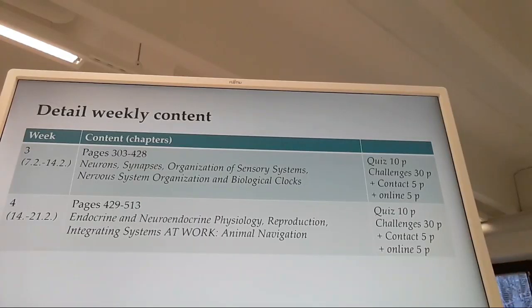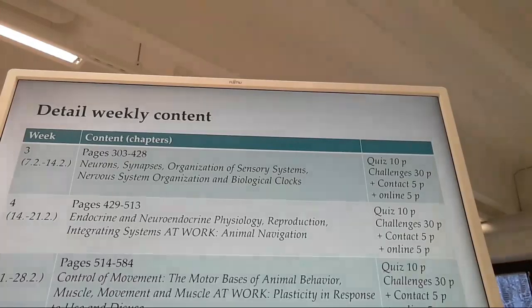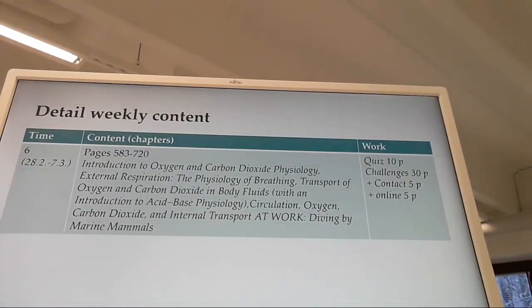And as you can see, each week there are quizzes and challenges, etc. And then at the end of February, we are considering movement, how the muscles are working, and whether they are working in the same way in all organisms, etc. And then carbon dioxide and oxygen, it's on the circulation, and we are also considering quite a lot the diving of marine mammals.